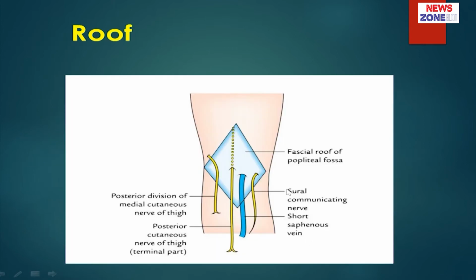In this picture, we can see the contents of the roof. You can see the posterior division of the medial cutaneous nerve of the thigh, then the posterior cutaneous nerve of the thigh, then the short saphenous vein or lesser saphenous vein, and the sural communicating nerve. We can also see this area is covered by the fascia, that is called the popliteal fascia.